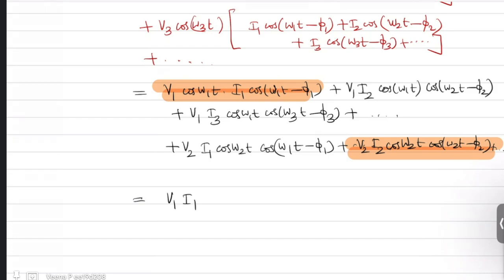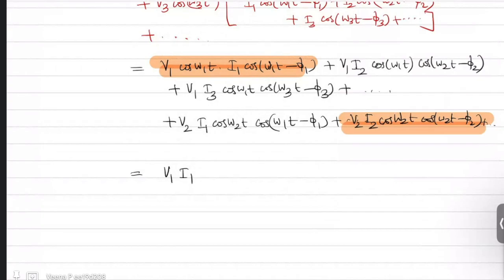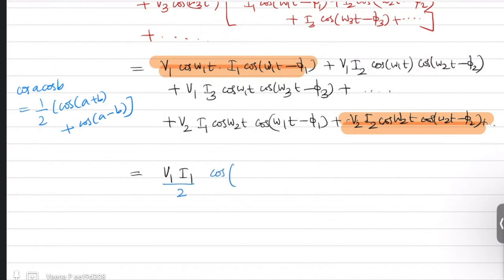Okay. So cos A cos B is half of cos(A plus B) plus cos(A minus B). So this becomes V1 I1 by 2 cos A plus B, where A plus B is 2 omega 1t minus phi 1, plus cos A minus B, where A minus B is omega 1t minus omega 1t minus of minus, which is plus phi 1.